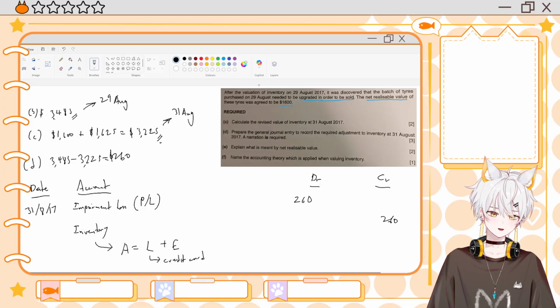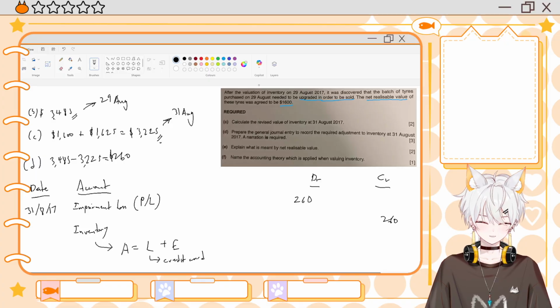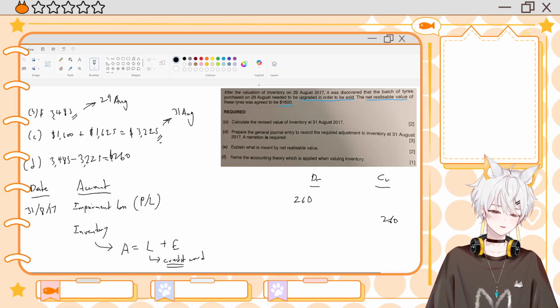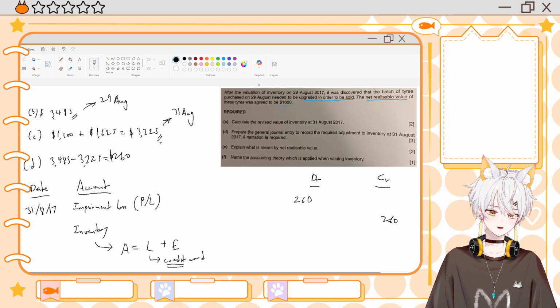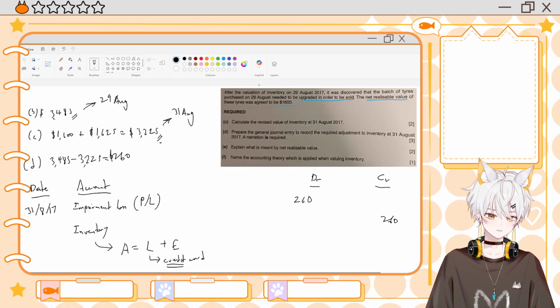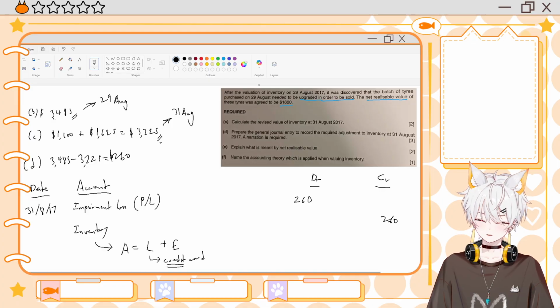Do you understand? When you pay for something using your credit card, you have to pay the credit card later, right? So it's a liability. You're liable to pay for them in the future. Credit card has the word credit in it. So liability, when it increases, you credit. The asset would be the opposite, so you debit to increase it.